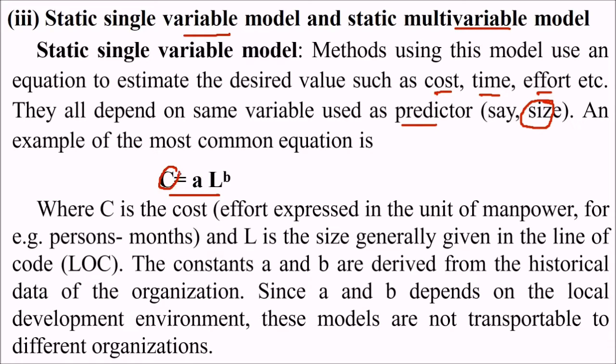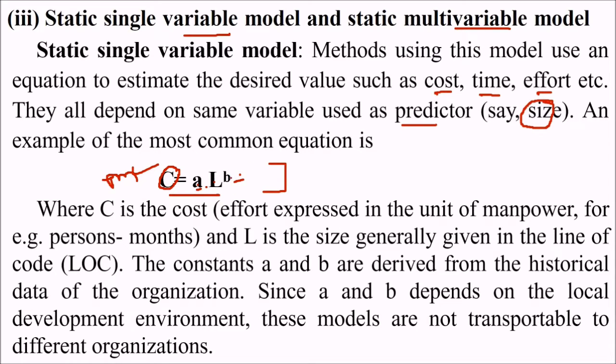where C is the cost, which is the effort expressed in the unit of manpower, for example, person month. L is the size, generally given in lines of code, kilo lines of code. And the constants A and B are derived from the historical data of the organization and various other organizations with past experiences. Since A and B depend on the development environment, the local development environment, these models are not transportable to different organizations.